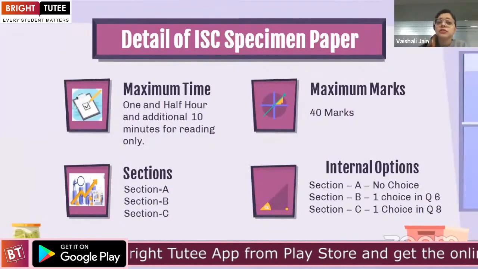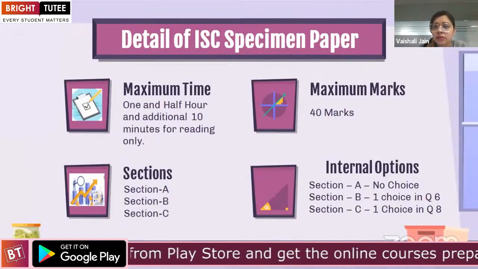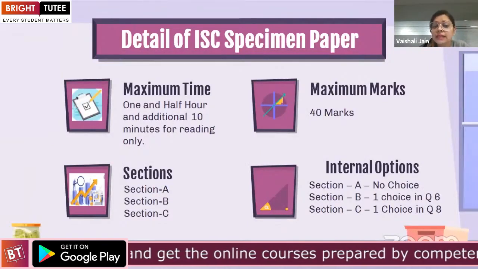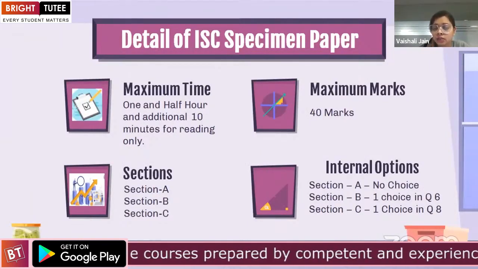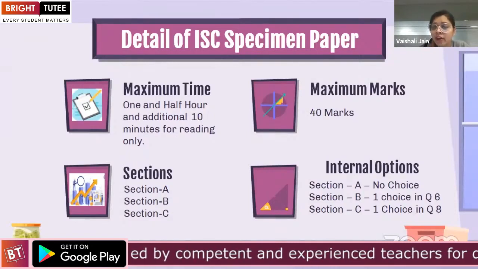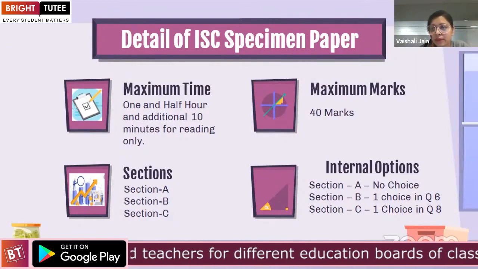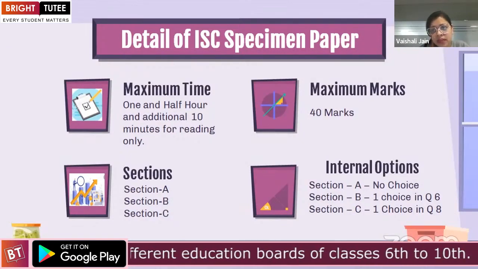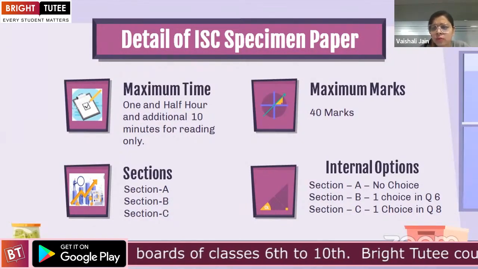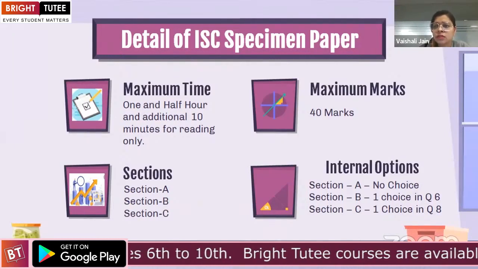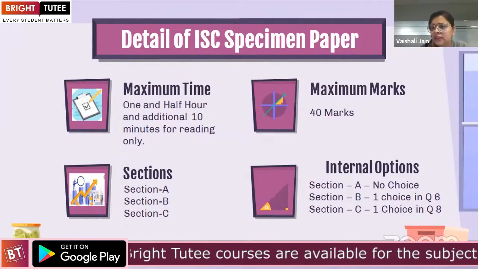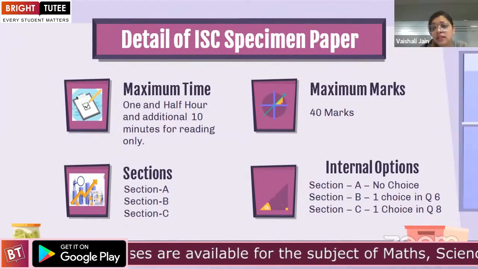Then the ISC specimen paper that has been issued. The maximum time allowed for the child to do the exam is 1.5 hours with an additional 10 minutes of reading time. So the child will be given the paper and asked to read it in the 10 minutes, the way we have followed for so many years. In those 10 minutes, the students are not allowed to write, and then the writing time begins, and the writing time is 90 minutes.